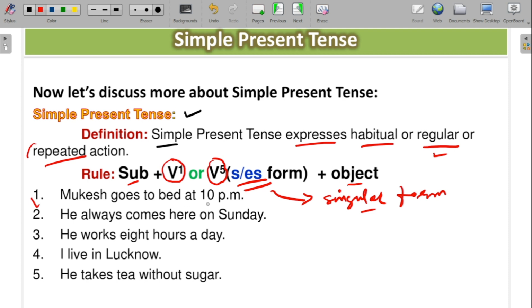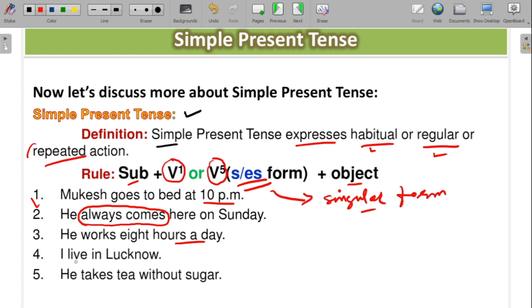Mukesh goes to bed at 10 p.m. This can be a habitual action, also we can say a regular action. He always comes here on Sundays. It could be a habitual action. That means he always comes on Sundays. Third, he works 8 hours a day. It can be a repeated action or can come under habitual action.